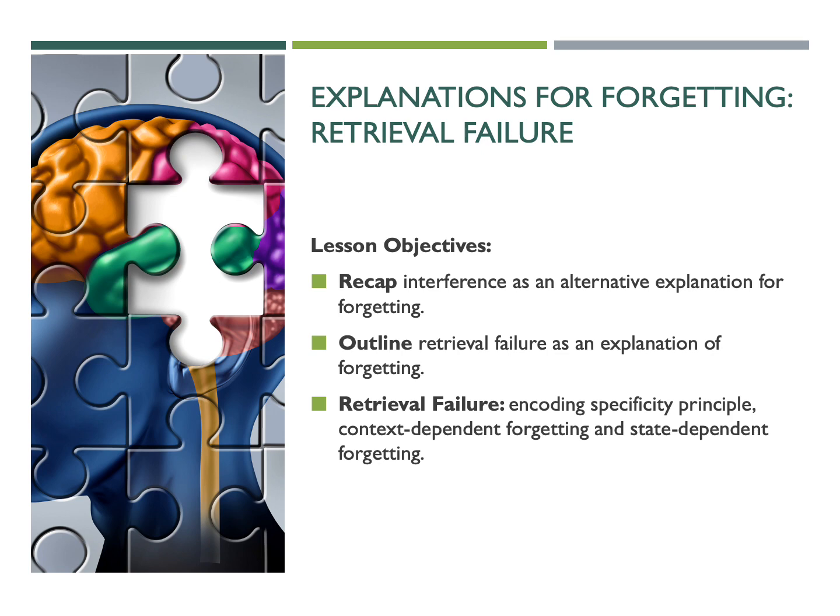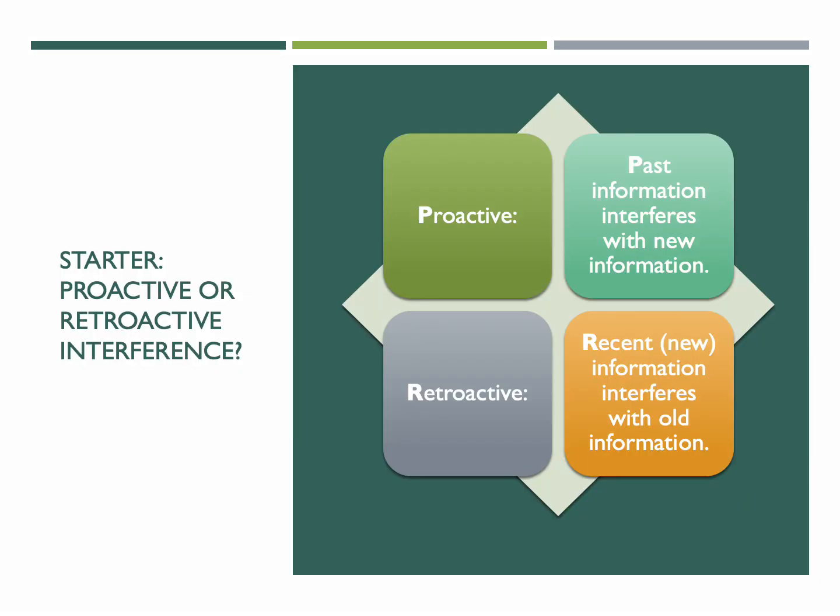We're quickly going to recap interference, so the proactive and retroactive that we did last week. Then we're going to outline retrieval failure, and it falls under three separate categories: encoding specificity principle, context-dependent forgetting, and state-dependent forgetting. Before we move on to the starter, just a quick reminder: proactive is past, so remember the P, past information interfering with new information. And retroactive is recent, so new information interfering with the old.